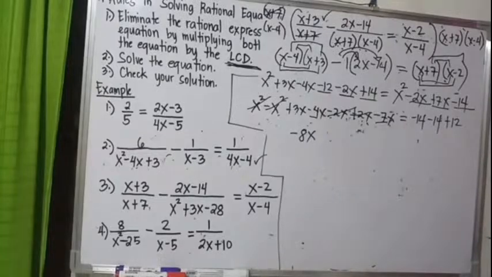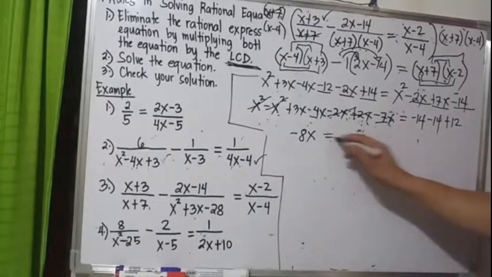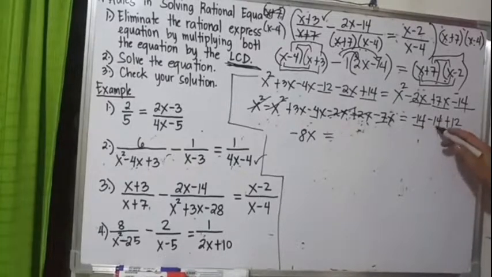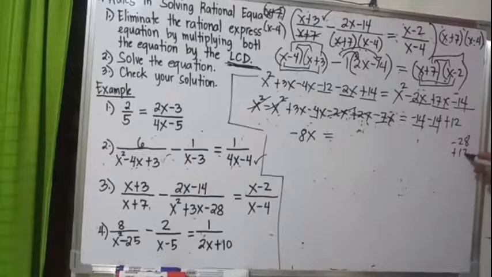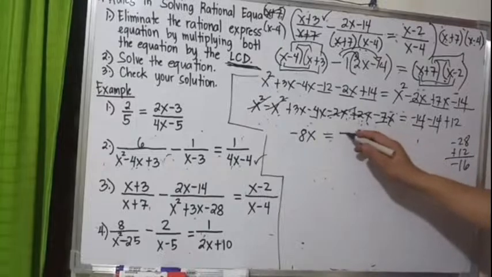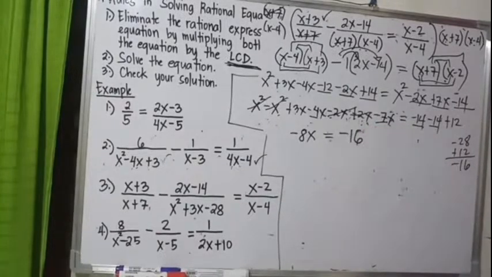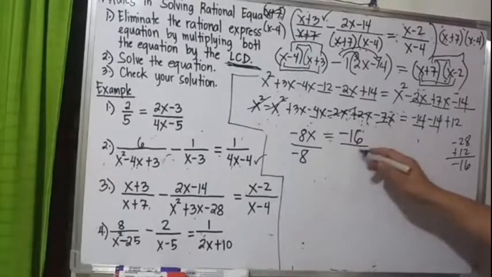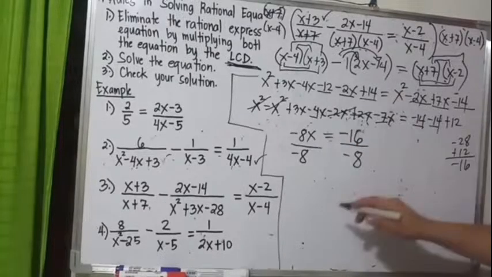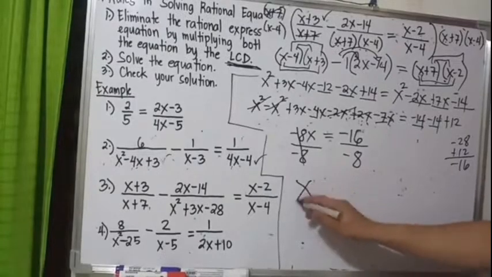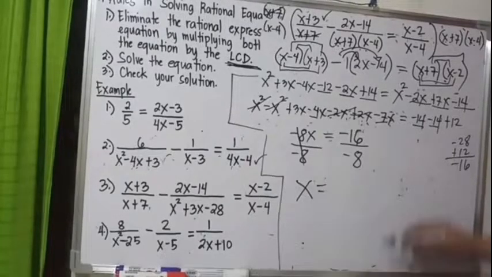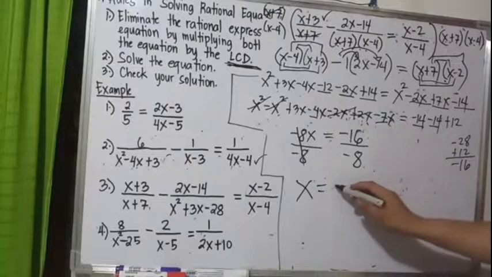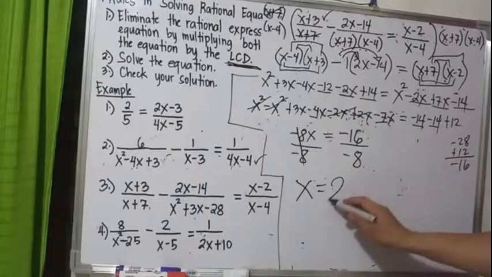Negative 8x equals negative 14 minus 14, that is negative 28, plus 12, so that is negative 16. So equals negative 16. Then divide both sides by negative 8. What is the value of x? So x is negative 16 divided by negative 8. The value of x is 2. Right?